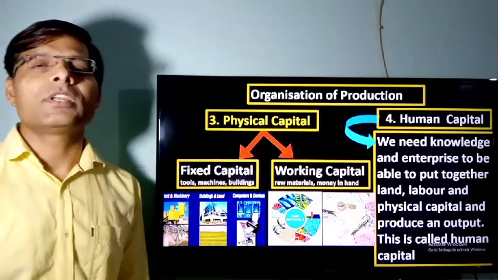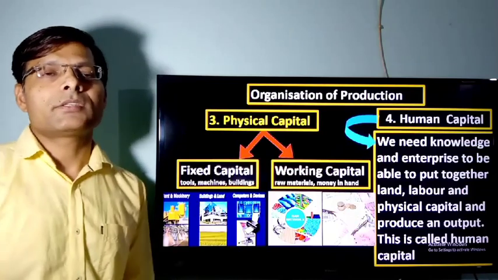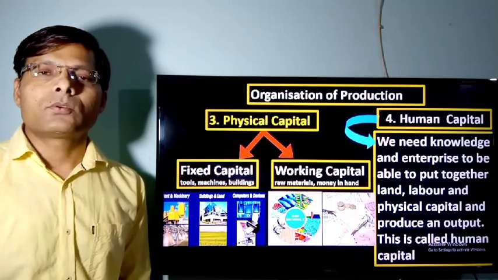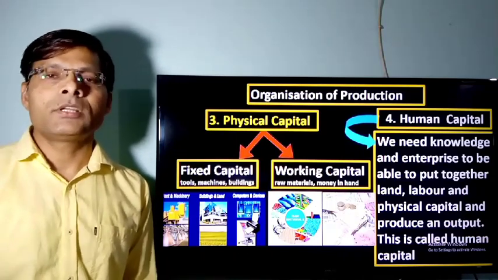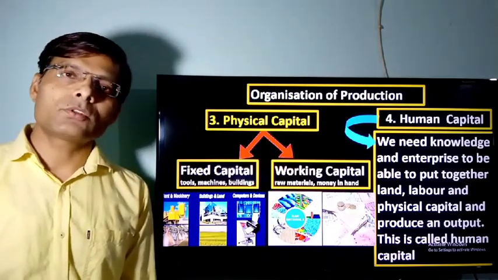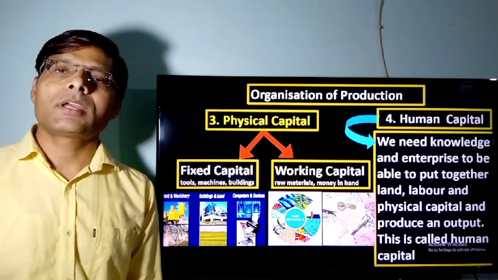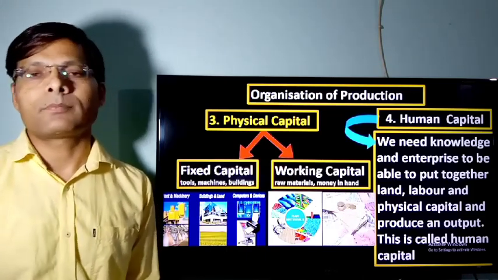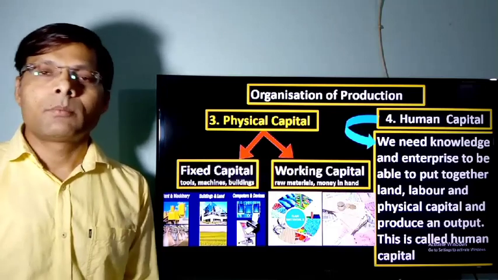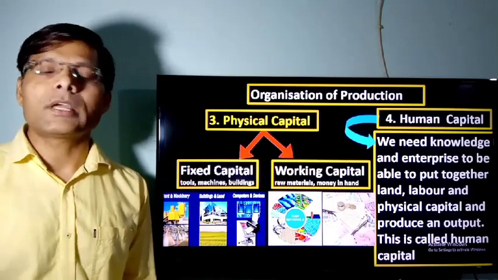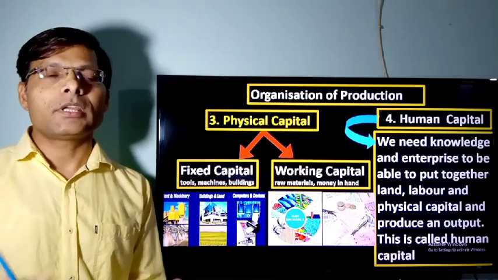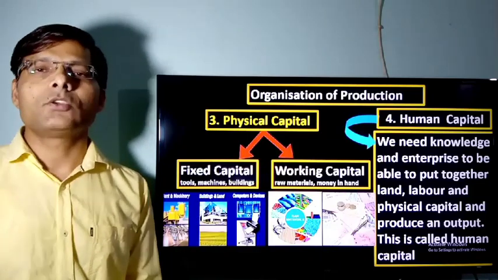Now next is human capital. It is a very necessary, important factor for the production process. So who is human capital? Actually, all human resources are not human capital. Human resource is any person, any human being, because the ability of that person can be utilized in the process of production. But who is human capital? Human capital is the person who is producing something, who is engaged in the production process.